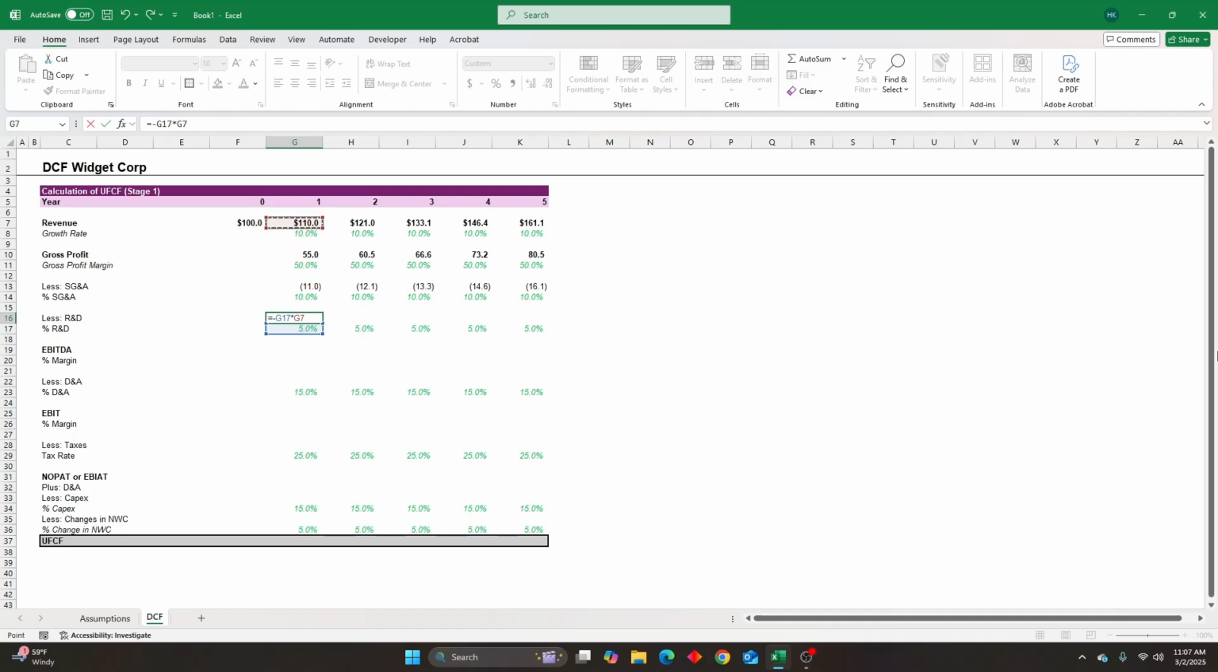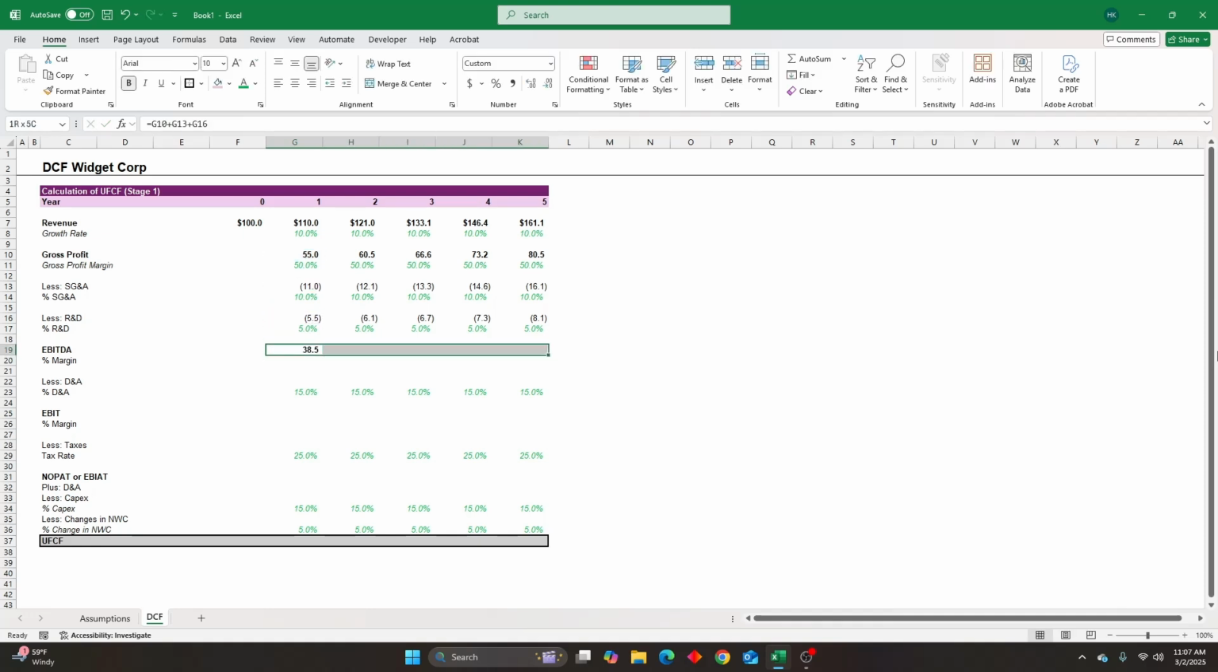And you'll see here that I'm putting a negative sign before. And that's because I like to have all of my expenses show up as negatives. So instead of doing just normal, like this times this, and then subtracting it out in the equation, I like to have it as negatives and then to add everything. And so to get our EBITDA, it's just going to be our gross profit less our SG&A less our R&D.